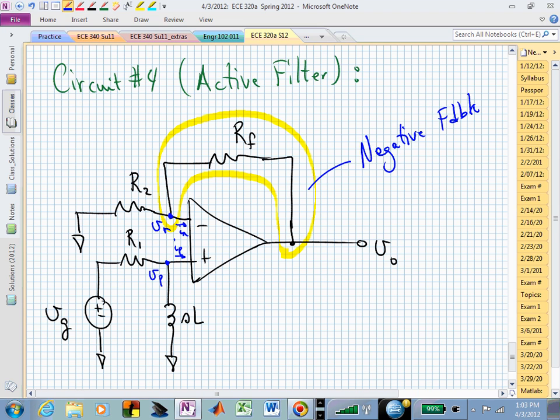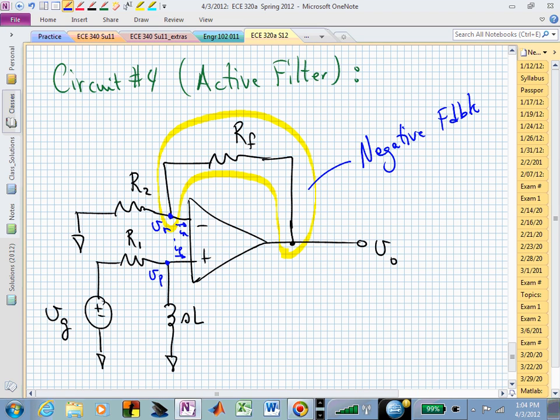So here's the thought process. Let me find a relationship between V sub G and V sub P. Once I have that relationship, I know V sub P and V sub N are the same. Can I find a relationship between V sub N and V sub O? And the answer is yes. If I simply do a KCL at the V sub N node, I can relate V sub N to V sub O. I already have a way of relating V sub G and V sub P. Now I simply need to realize that V sub P and V sub N are the same, and I can now relate V sub G to V sub O.